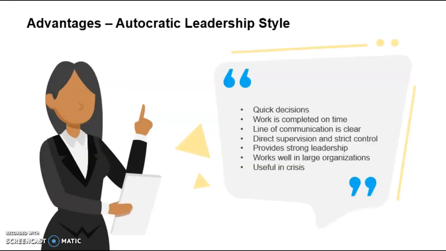The advantages of an autocratic leadership style are as follows. Quick decisions can be taken without consulting or considering your employees' inputs. Work gets done on time and on schedule. The line of command or communication is very clear as it is a top-down approach, so followers know exactly what to do. Direct supervision and strict control ensures that there's a high quality of products and services.